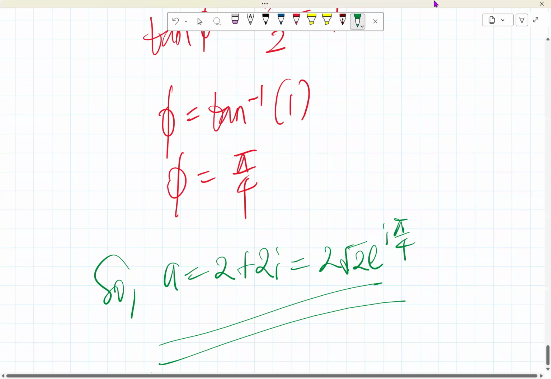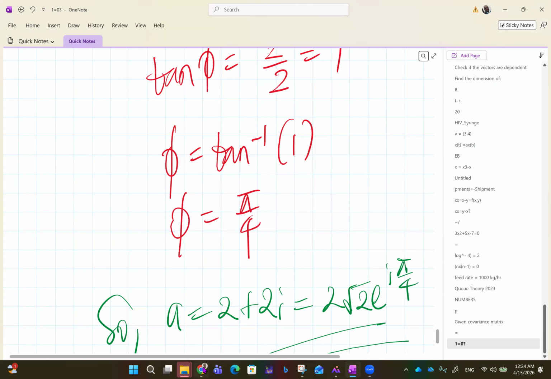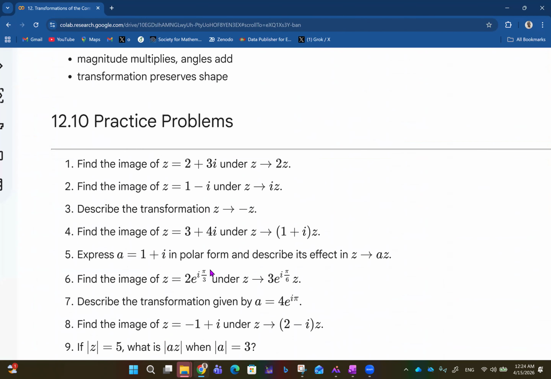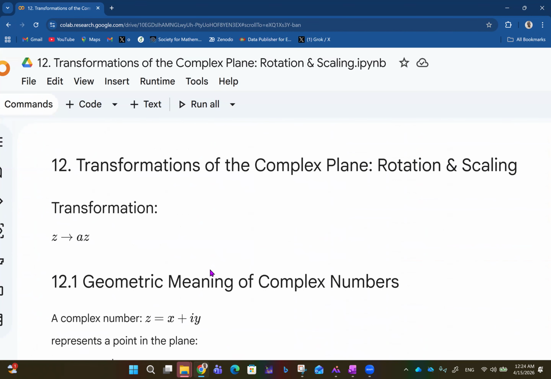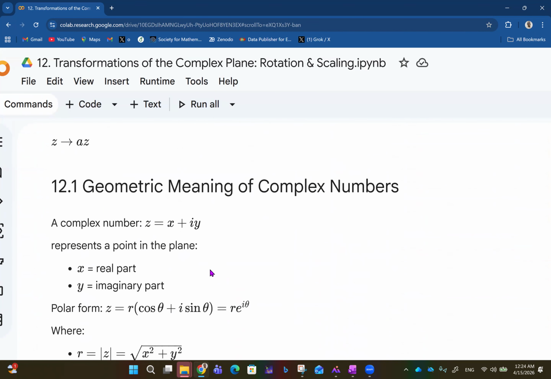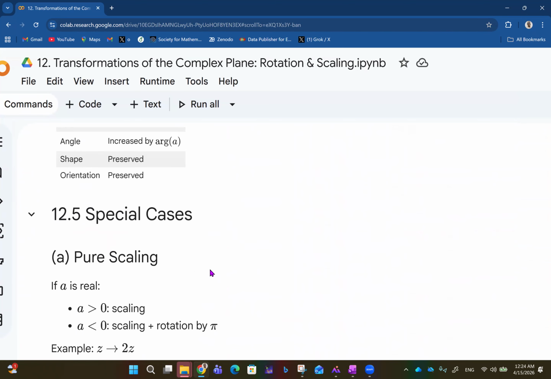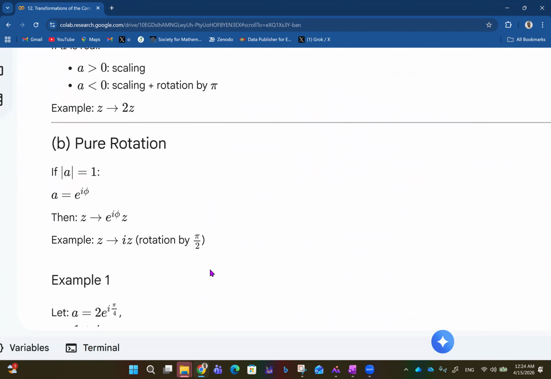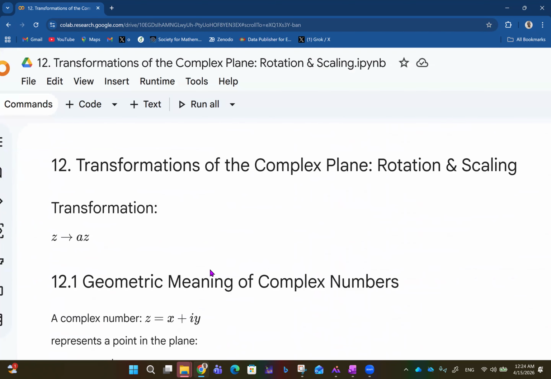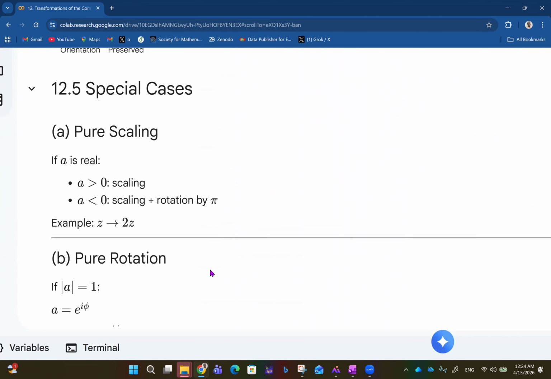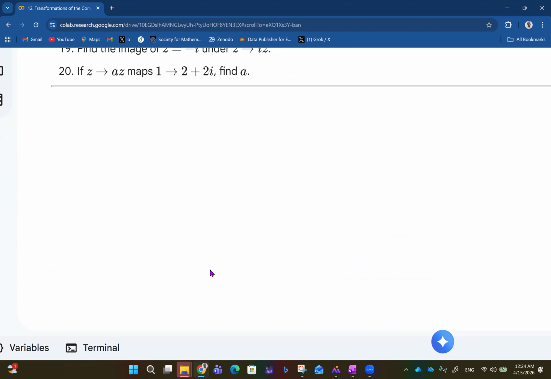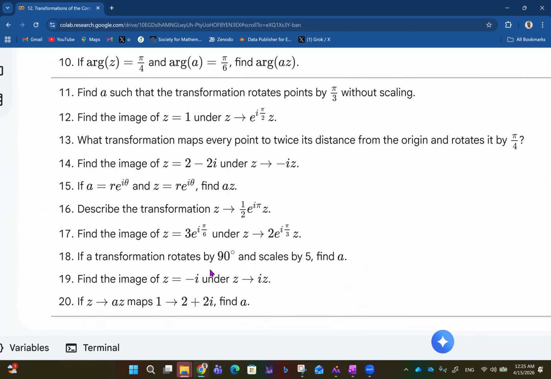And with that, we come to the end of this video talking about transformation as it relates to rotation and scaling. That means Z going to AZ. For that's transformation, right? Rotation and scaling. For translation, it was Z going to Z plus A. Here, for rotation and scaling, it is Z going to AZ.